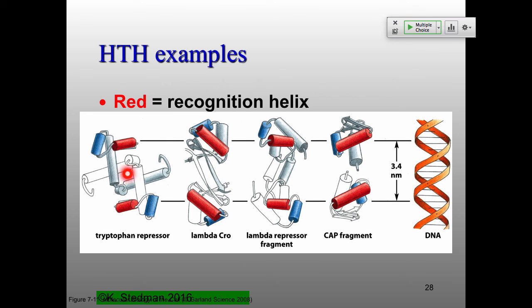But one of the things which is really obvious here from all three of these different structures is that they have these recognition helices that are almost exactly 3.4 nanometers apart. Why? 3.4 nanometers happens to be almost exactly the distance between adjacent major grooves on your DNA. So if you've got one recognition helix that's sitting here, the next recognition helix can sit right here. So all of your protein is going to be sitting on one side of your DNA.